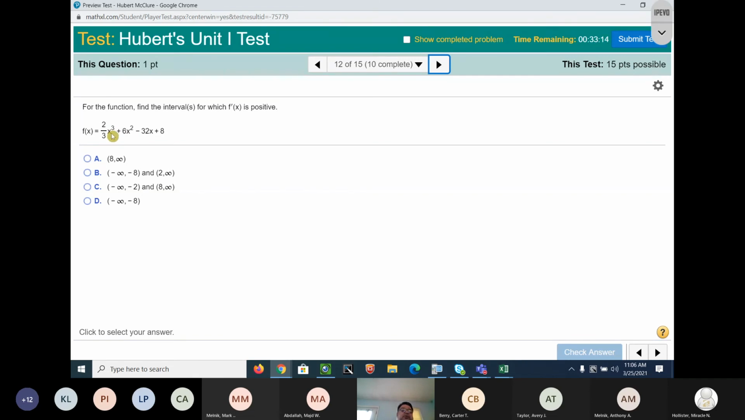So if you plug in negative 7 right here, what is negative 7 raised to the third power? Somebody do that in your calculator. What do you get? 343? Yes. Okay, and multiply that by 2/3, please. What do you get? Negative 229.